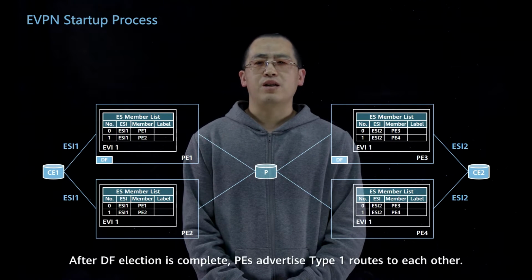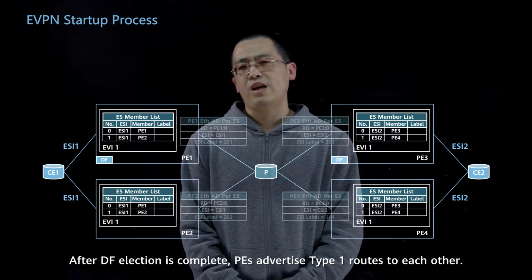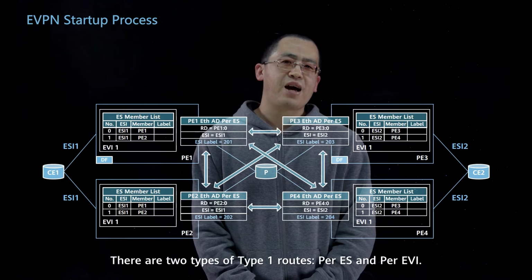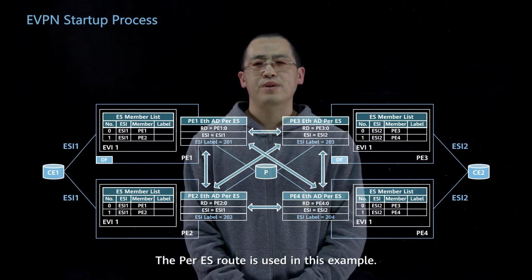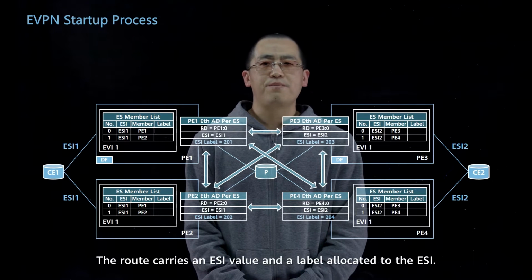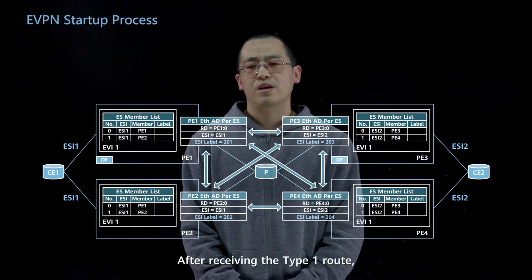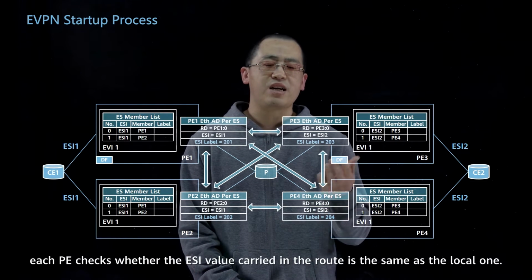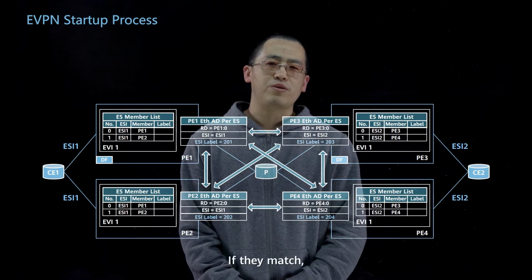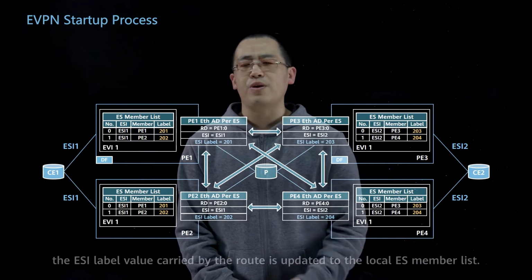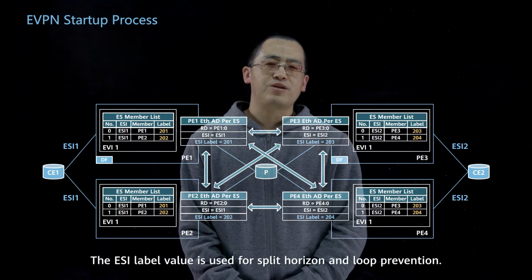After DF election is complete, PEs advertise Type 1 routes to each other. There are two types of Type 1 routes, per ES and per EVI. The per ES route is used in this example. The route carries an ESI value and a label allocated to the ESI. After receiving the Type 1 route, each PE checks whether the ESI value carried in the route is the same as the local one. If they match, the ESI label value carried by the route is updated to the local ES member list. The ESI label value is used for split horizon and loop prevention.